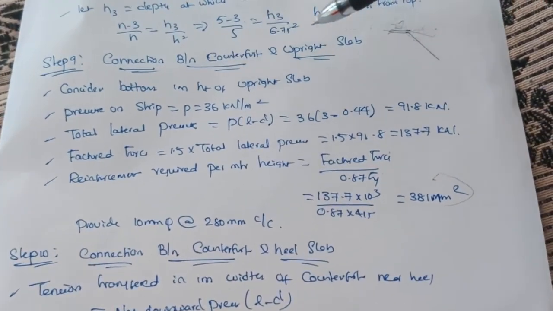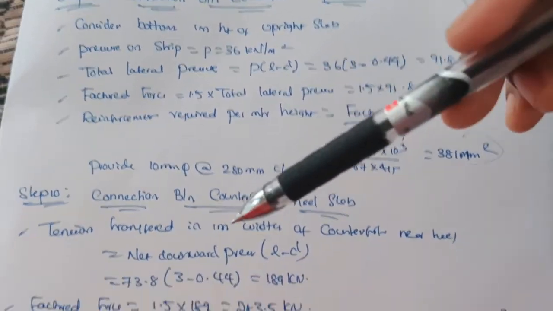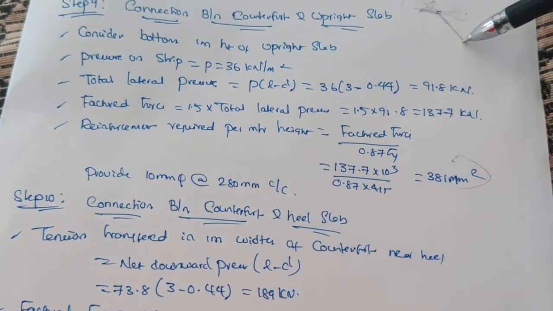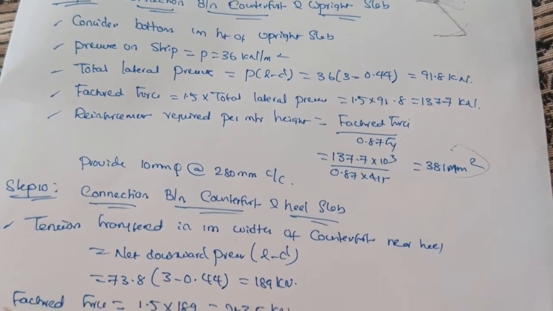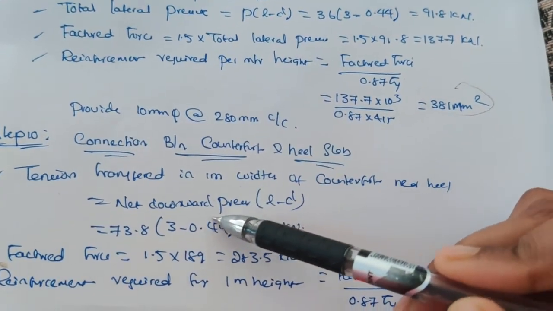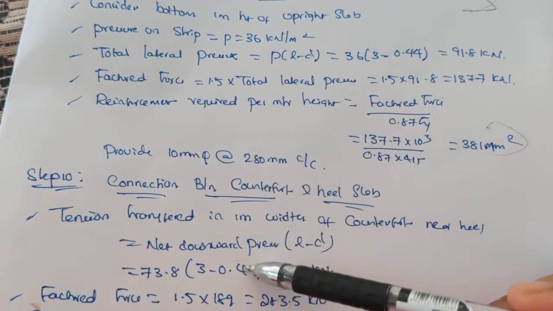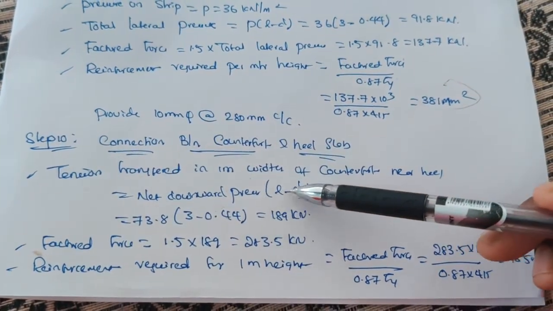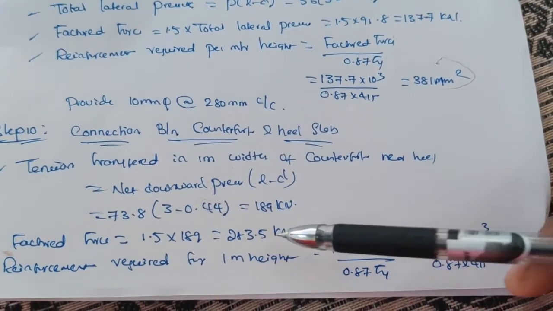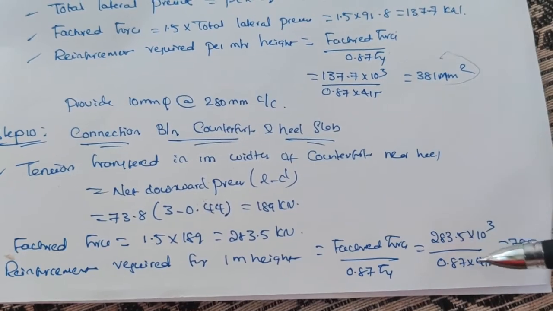In the same way, the connection between the counterfort and the upright slab. Now here we are providing the last step, the connection between the counterfort and the heel slab. So here you have to find the tension transferred. That is equal to, here you are considering the pressure on the slab, but here you are considering the net downward pressure into L minus T. So you will find the factored force, 1.5 into 189. From this you will get the reinforcement required for the 1 meter height.